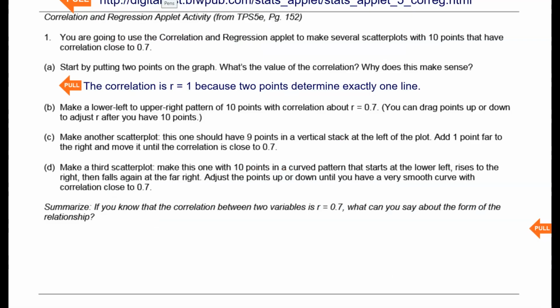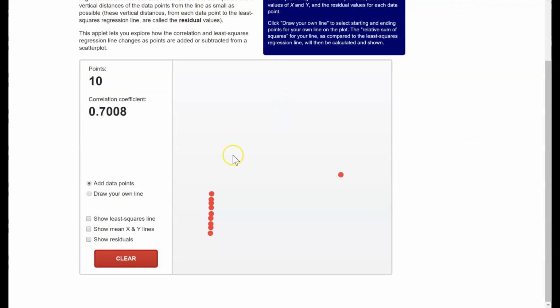In part C, you're asked to make another scatter plot, one with 9 points in a vertical stack at the left side of the plot and 1 point far to the right, and move it till you get a correlation close to 0.7. Now, here I have a vertical stack of 9 points and one off to the right with a correlation close to 0.7.